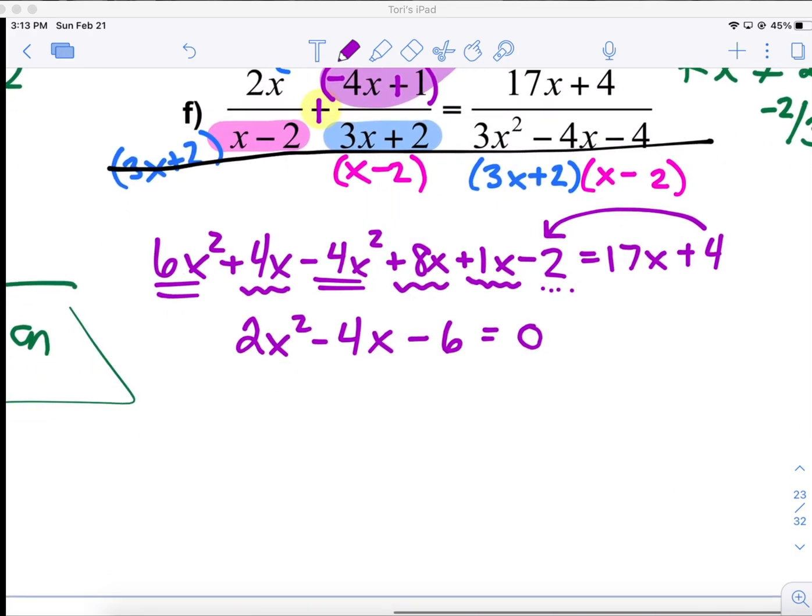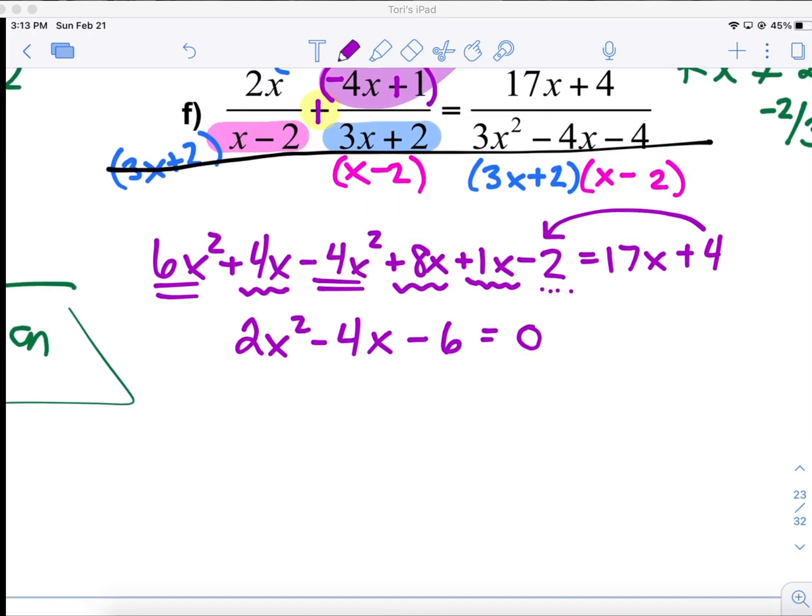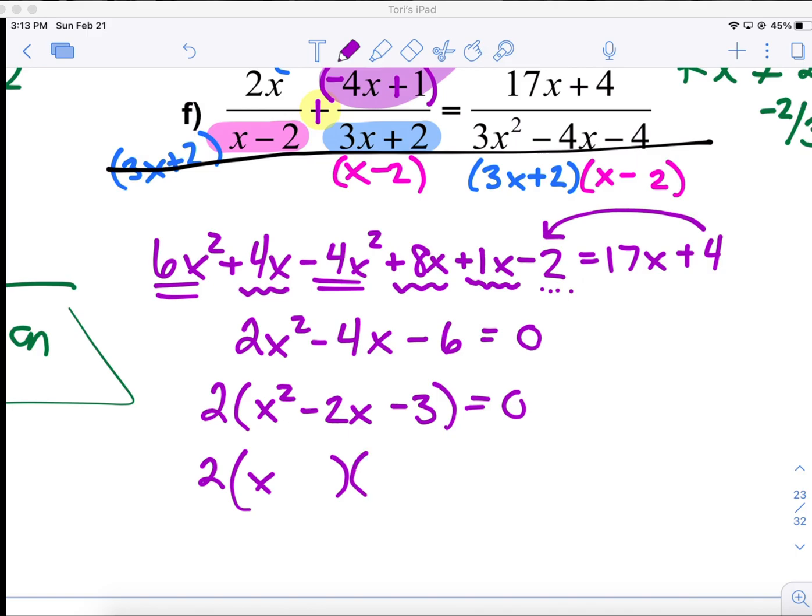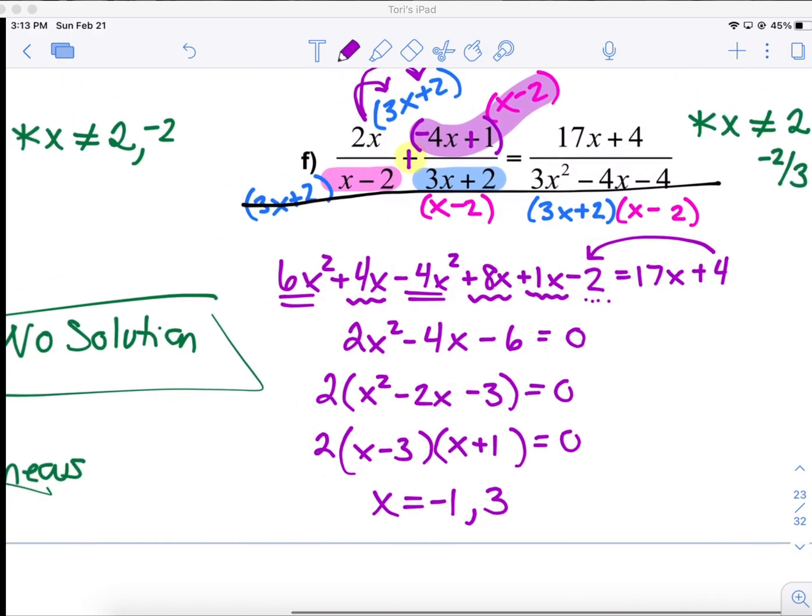All right, quadratic. I do see a GCF right away, so I'm going to try and solve this with factoring. I'm going to pull out that 2. And I get lucky, this is going to factor. Numbers that would multiply to make a negative 3 and also add up to a negative 2 would be a negative 3 and a plus 1. There's only 2 x's, so I only get 2 options. I have a negative 1 and a positive 3. So let's check with our options. Neither one of those are my blocks. So I don't know if they're extraneous yet, but they are not rejected, okay?